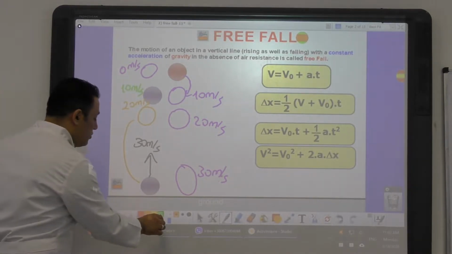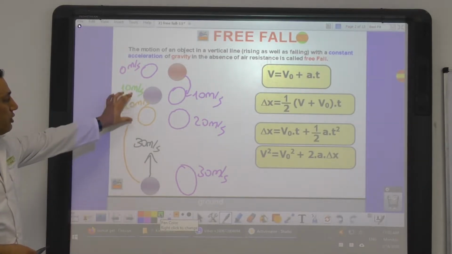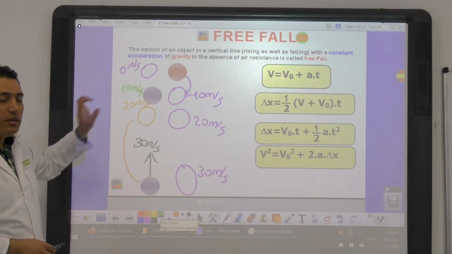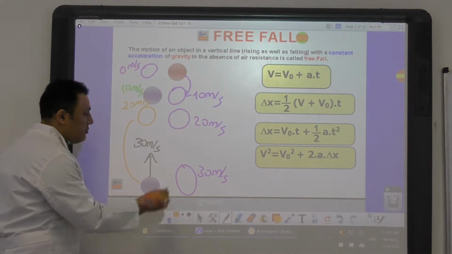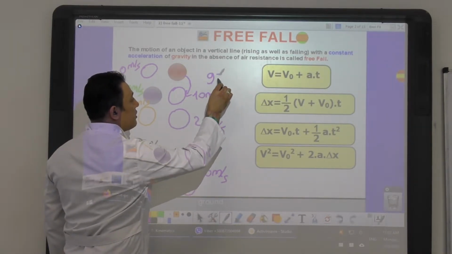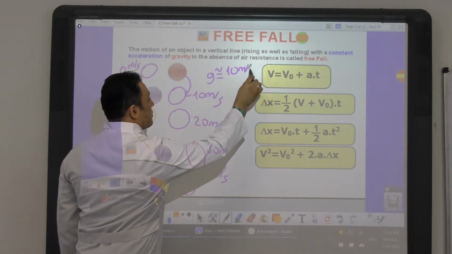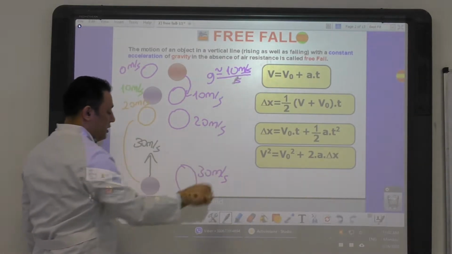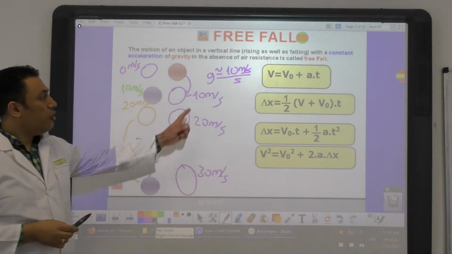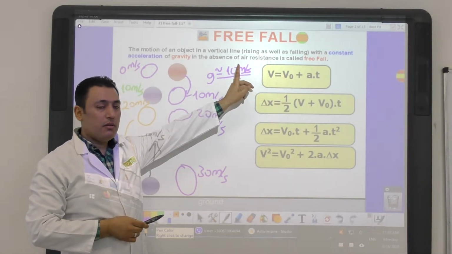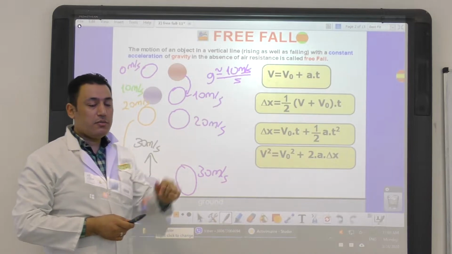So, in each period of the motion, the object moves 1 second and changes its velocity by 10 meters per second. This is because gravitational acceleration is approximately 10 meters per second squared, which means that an object moving in the air changes its velocity in each second by 10 meters per second.